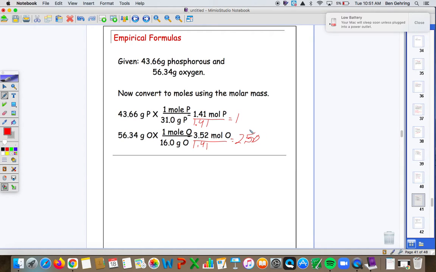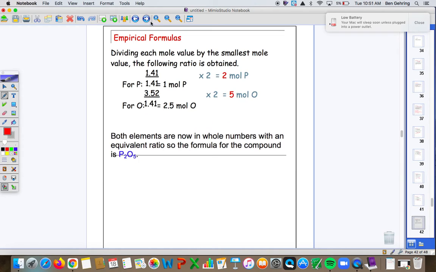Okay? Now, because I have 1, I have 2.5. When you're taught when you're younger, if it's 0.5 and up, you round up. 0.49 and down, you round down. In this case, because this is 2.5, we can multiply to get our whole number instead. And so 2.5 times 2 is going to give you 5. But if we do something to one, we have to do it to the other. So this times 2 is 2. So we have P2O5 is going to be my empirical formula in this case.